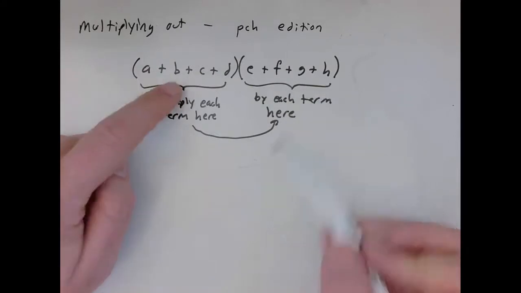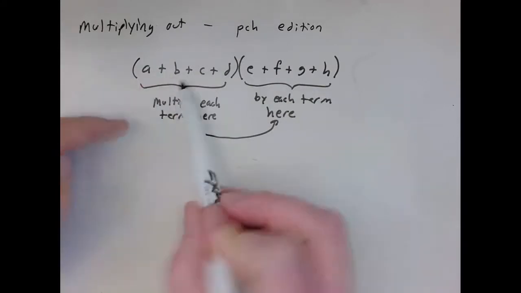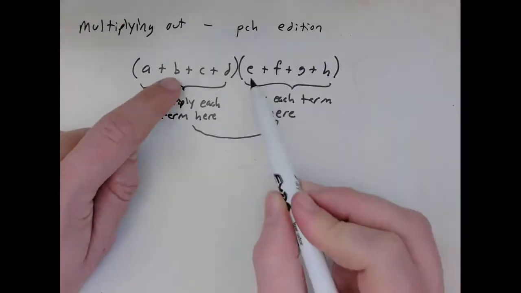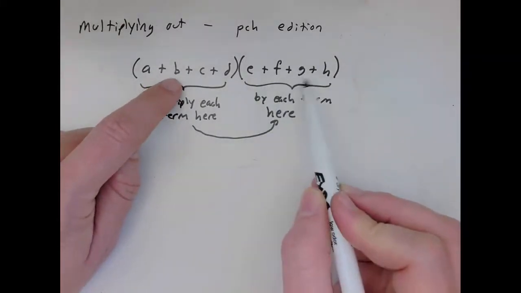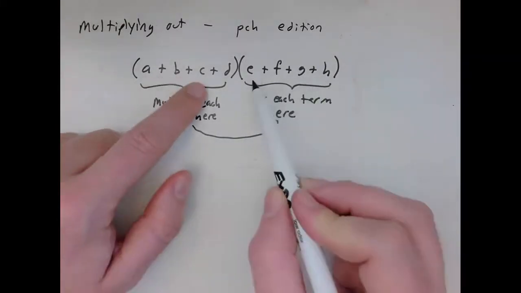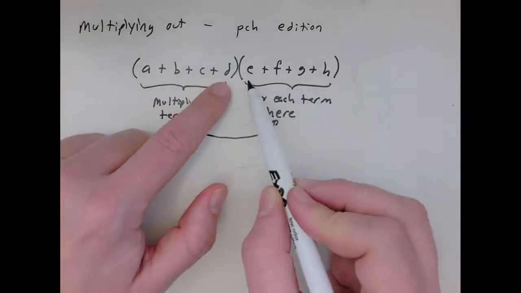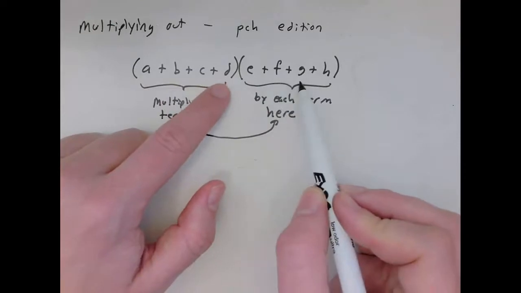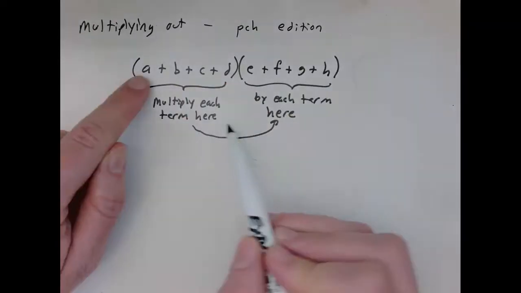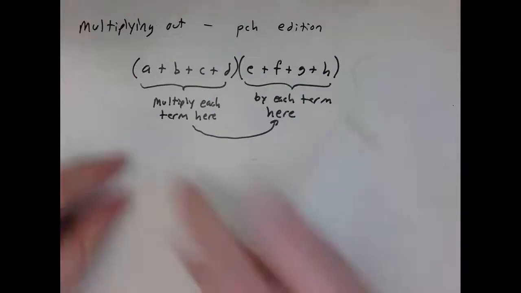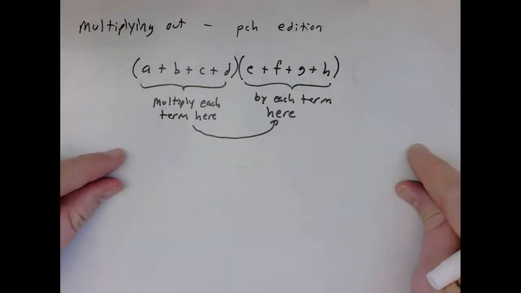But then you need to move on to b, because it's a different term. And so you need to do b times e plus b times f plus b times g plus b times h. And then c times e plus c times f plus c times g plus c times h. And then d times e plus d times f plus d times g plus d times h. So it's each one of these times each one of those. And that's what produces your multiplied expression.